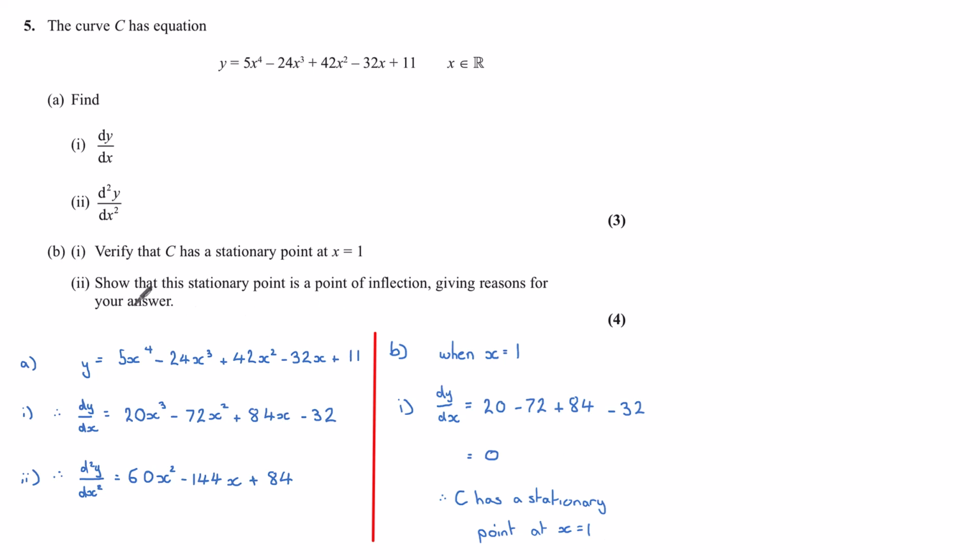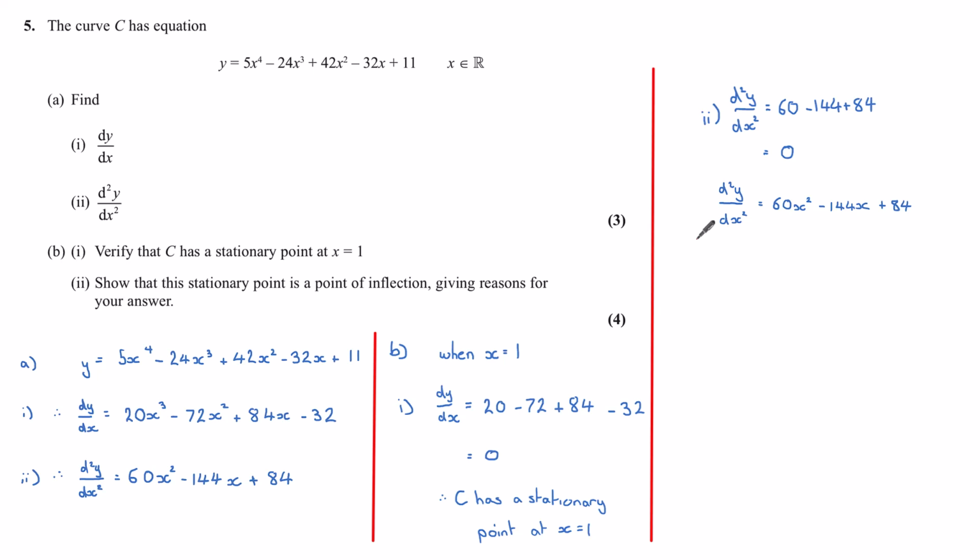Part (ii), we want to show that this stationary point is a point of inflection, giving reasons for our answer. The first thing we would expect, if it's a point of inflection, is for the second derivative to be equal to 0 when x is 1. Substituting x is 1 into d²y/dx² gives us 60 minus 144 plus 84, which does indeed equal 0. However, this by itself is not enough to say that it's a point of inflection. We need to consider whether the concavity of the curve changes before and after this value.